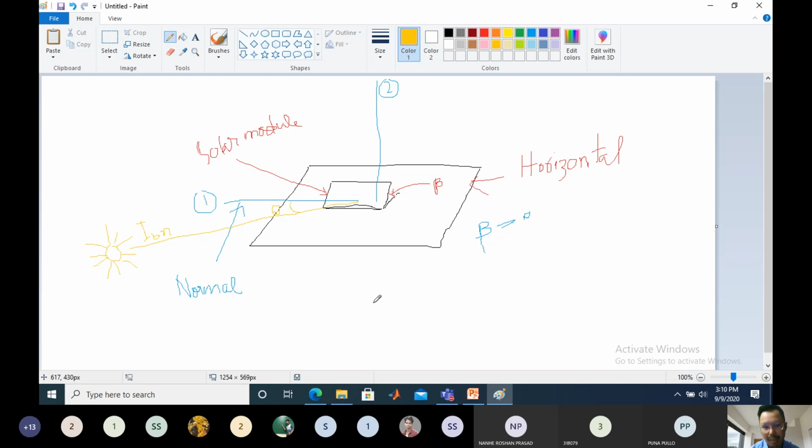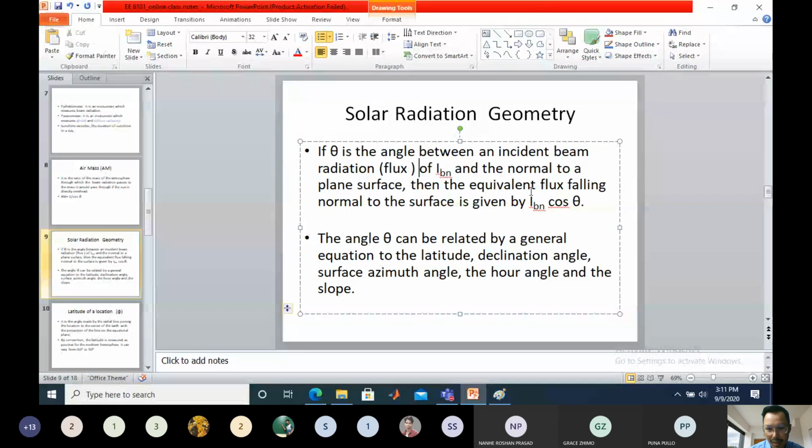As electrical engineering students, we are more interested in those portions of the solar radiation which are normal to the surface. That's why I'm considering this. Let's have a look at the slide again. The equivalent flux falling normal to the surface is given by IBN cos theta.